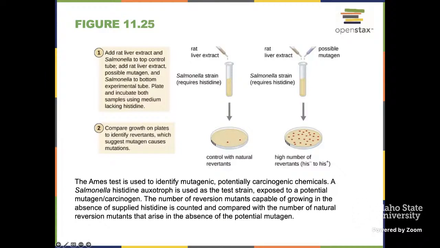All right. And you kind of look at that, you count it up, and you're like, all right, in this, I've got a few that can do it. But as you compare it to the other plate, there's a boatload of them that have reverted back to histidine positive. So they're able to make histidine on their own. This agent caused damage and it caused mutations, and now they're able to grow. Little bit, whole lot.